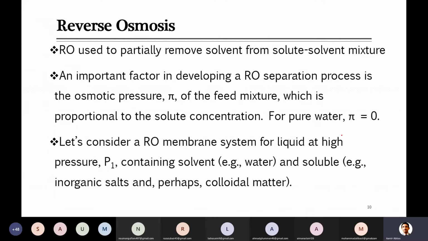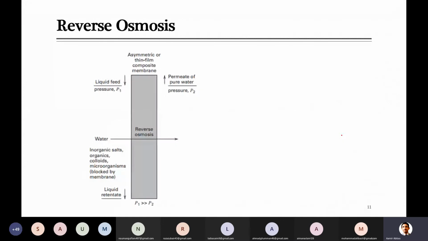So here we are considering a membrane system for a liquid that is at high pressure P1, and that contains pure solvent water, and some salts dissolved inside that, which can be inorganic salts, for example NaCl, magnesium chloride, and all these kinds of salts. Then there can be protein molecules, viruses, and bacteria, which are usually colloidal, in the form of colloidal matter inside the system. So let's say that is the system in which we have water containing all these inorganic salts, then organic molecules, colloids, and microorganisms, as I mentioned.